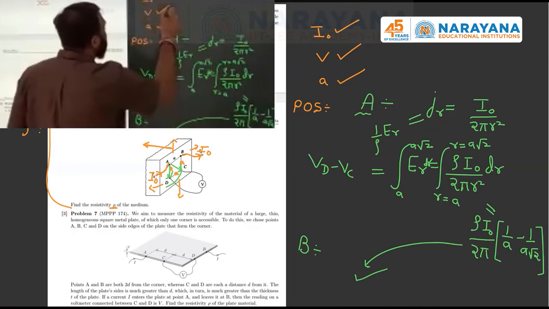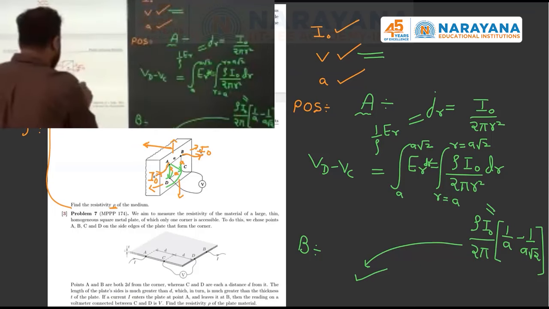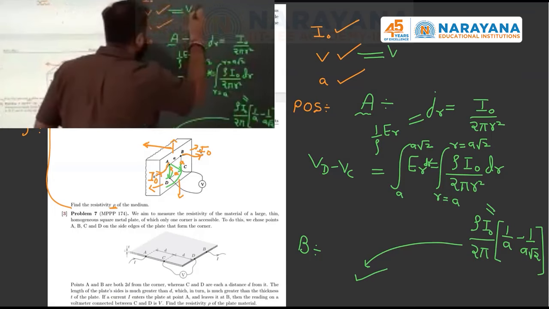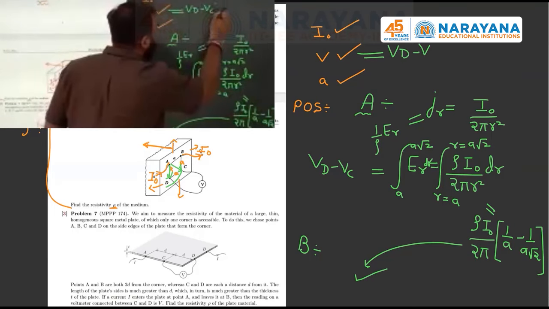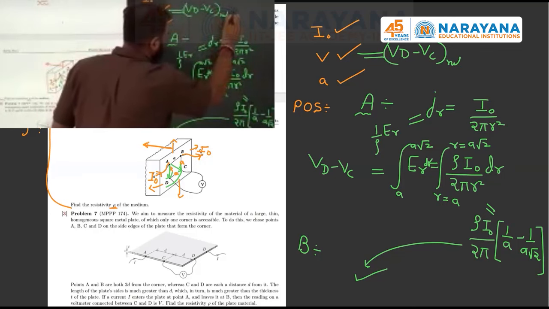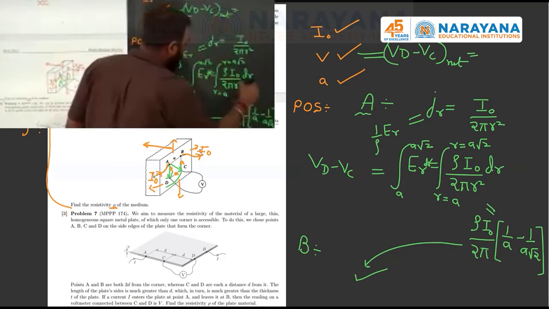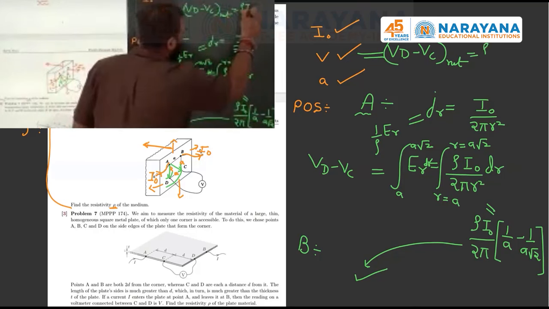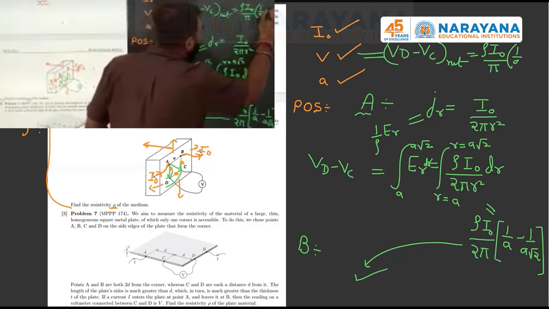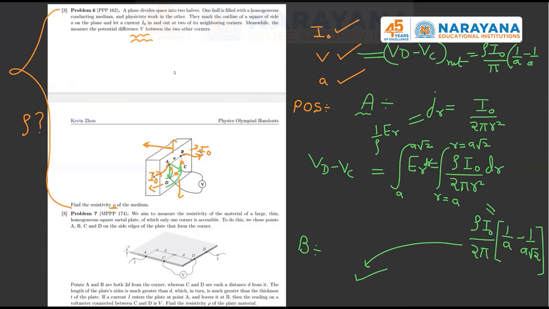So that means the V that he has given through an ideal voltmeter is actually the net value of Vd minus Vc, and that net value is twice of this value. So I think this is quite simple. Rho I naught upon pi into 1 upon A minus 1 upon A root 2, and just equate this value with V. If you look into this expression, the only unknown in this problem is now rho.